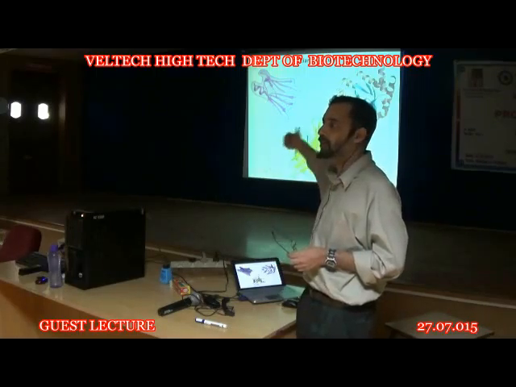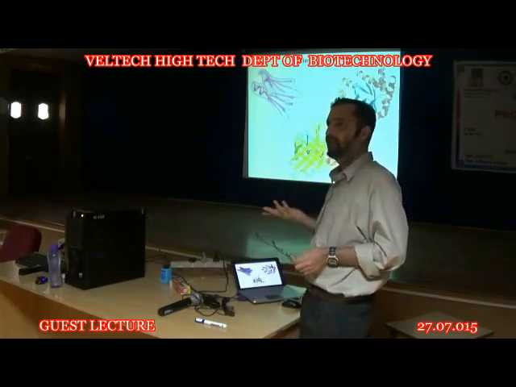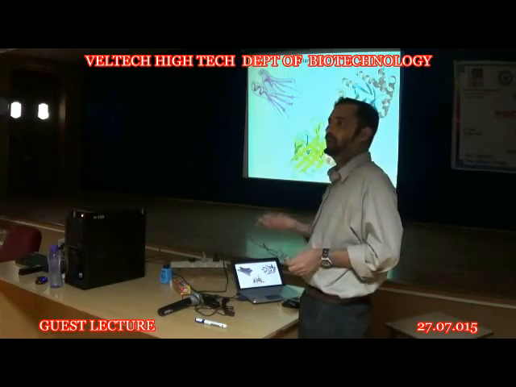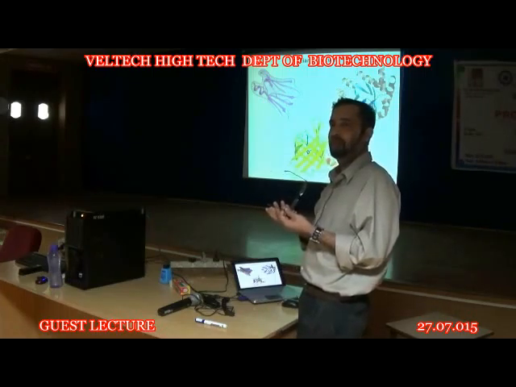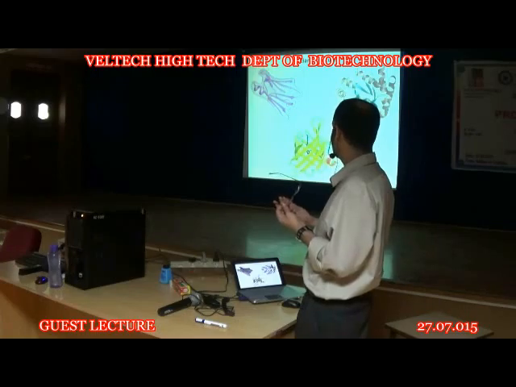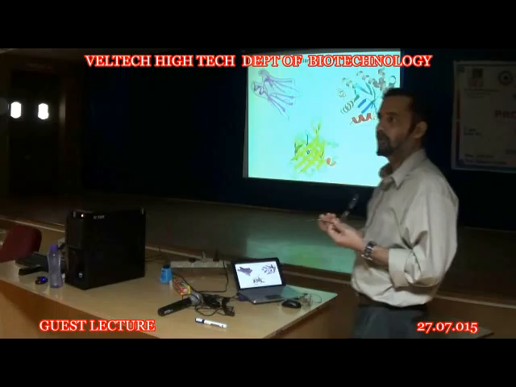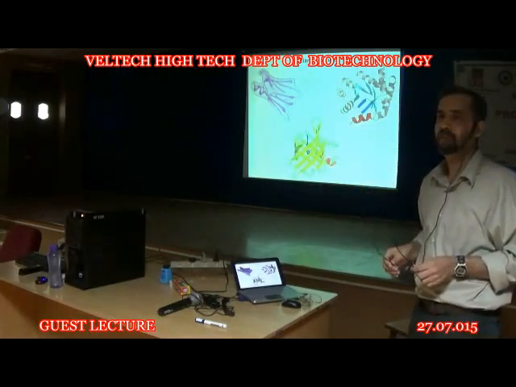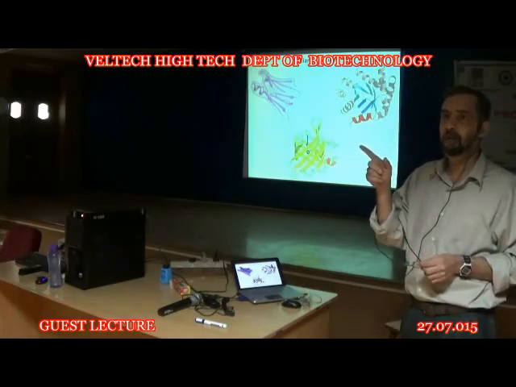Describe this. It's a barrel made of? Beta. Yeah, it's a twisted beta barrel. How many strands are there? More detail. How many strands in this barrel? How many can you count? 4, 5, 6, 7. Is that more information? So it's a 7-stranded beta sheet folding into a barrel.